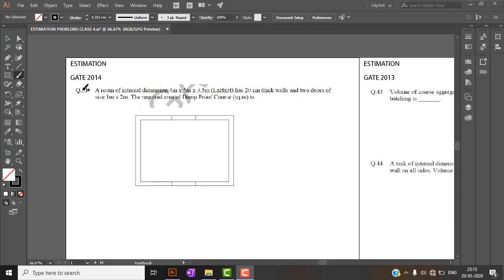Hello everyone. So let's continue with estimation class 4. In this we will be solving previous GATE problems based on estimation up till 2007.